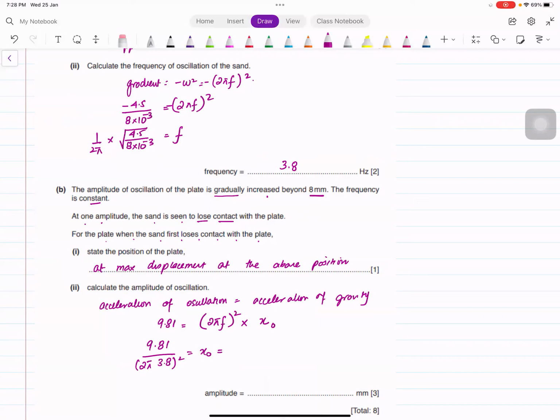0.017 meters. And now they've asked you in millimeters. Always check that because sometimes you're in a hurry. So if you want to change it into millimeters, you got to multiply by 1,000. So it's going to be 17 millimeters.